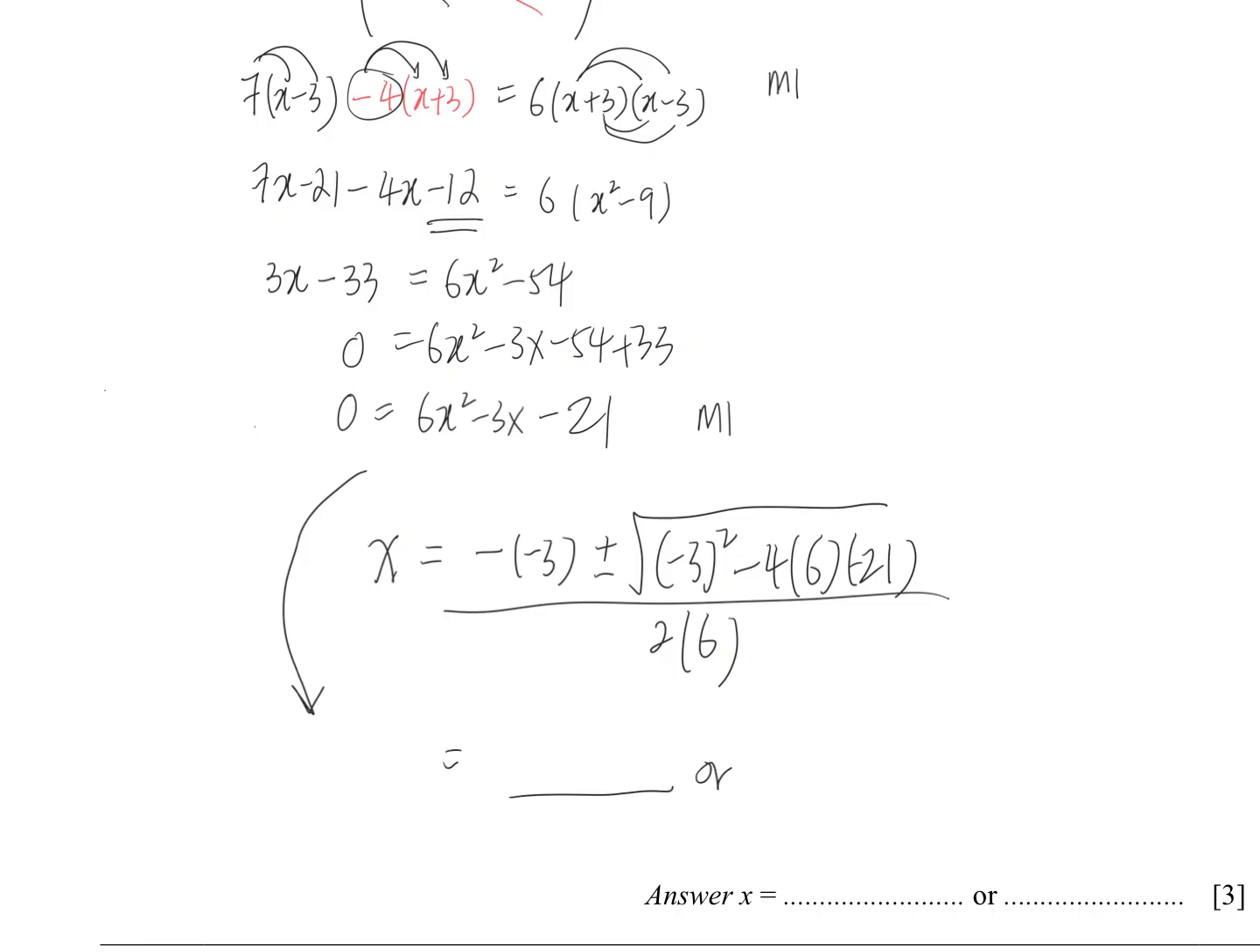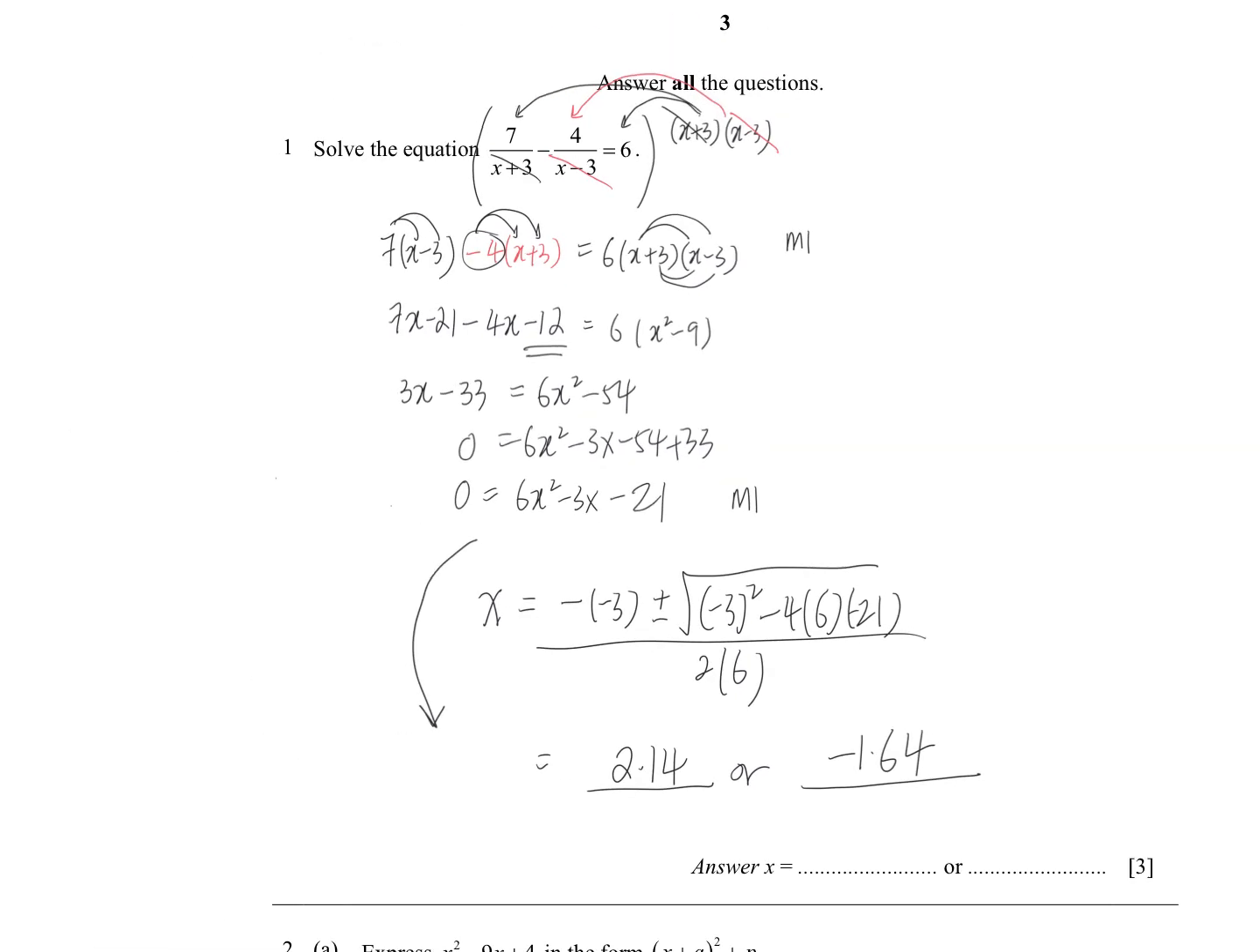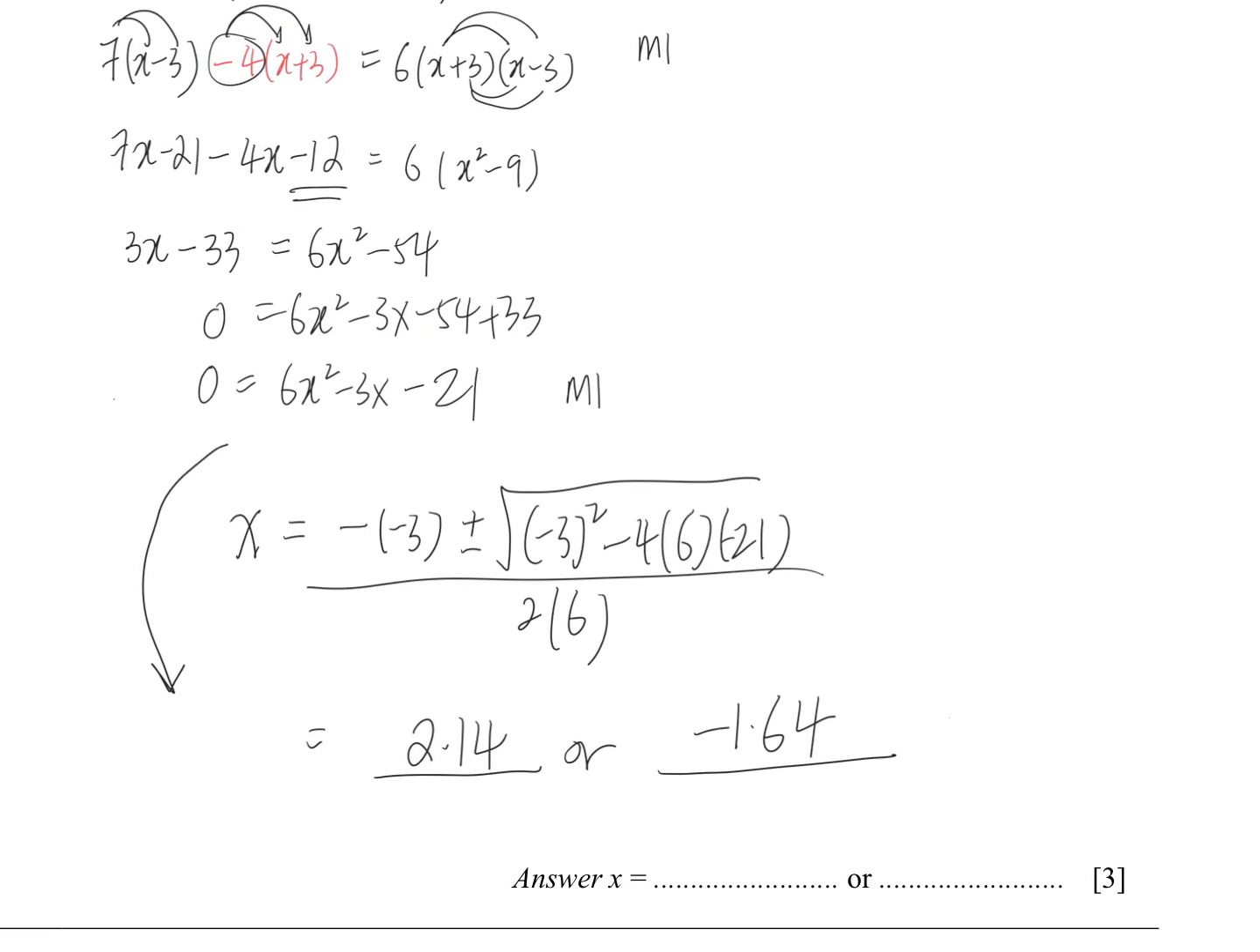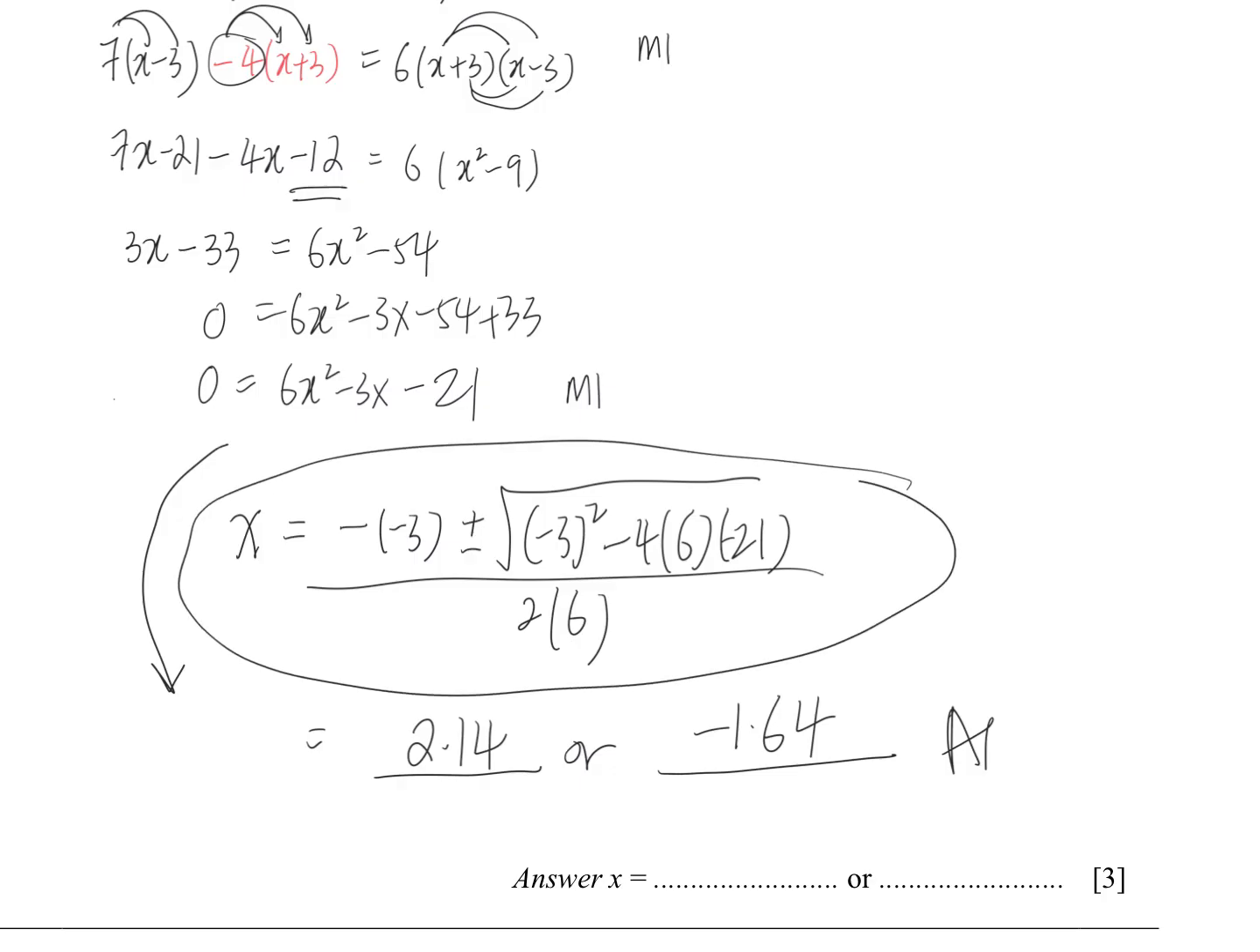What are the two answers? What is it? 2 point and 6.4. Okay? So this is where your answer mark is awarded, but you must have this. If not, I cannot give you the answer mark. So this one you need to be careful.